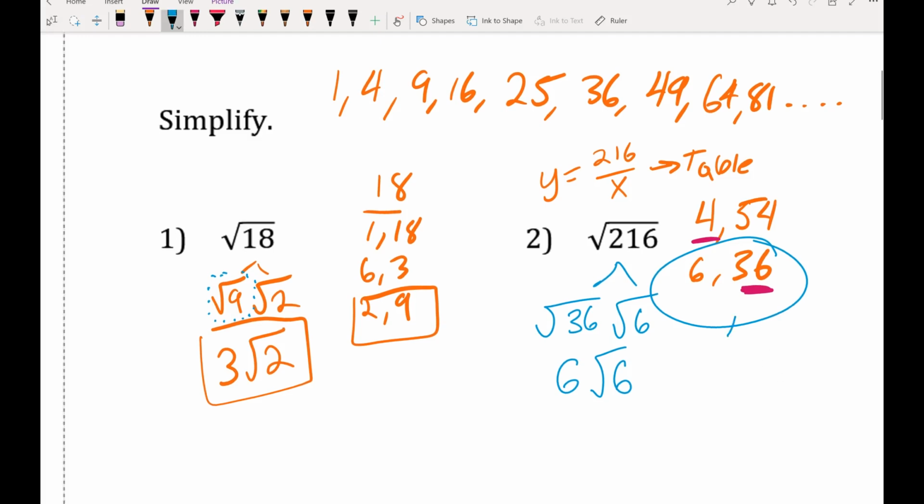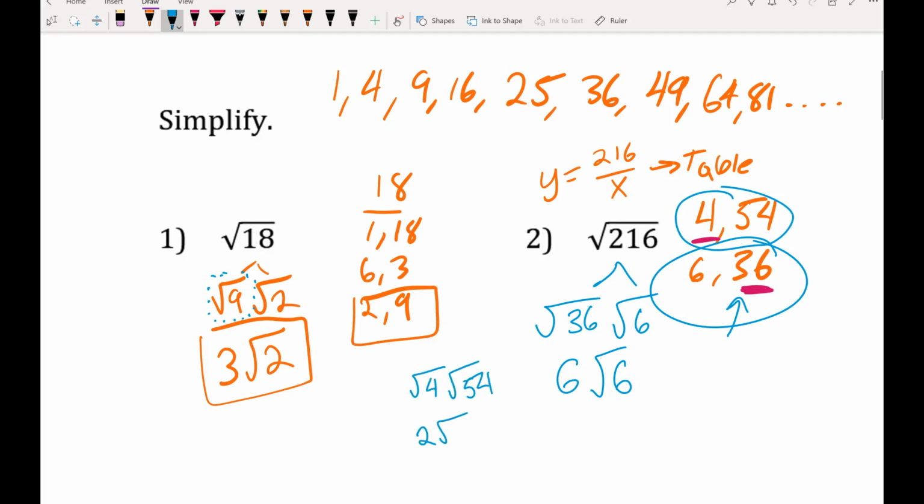Now, if you didn't see that pair of factors and you went with the 4 and 54, it's not the end of the world, because if you do radical 4 times radical 54, you get 2 radical 54. But the problem is 54 isn't in simplest radical form yet. So you'd be able to break 54 up into radical 9 and radical 6. And 2 times radical 9 is the same as 2 times 3, or 6 radical 6. So you get the same answer anyway, but there's just more room for error if you do a process like this. So try to find the biggest perfect square that goes into it.